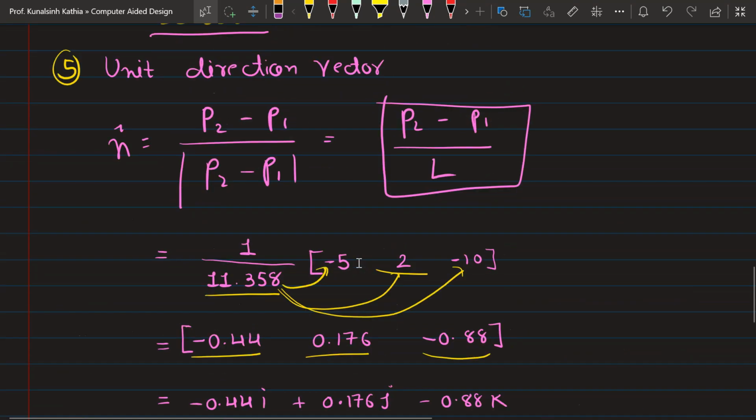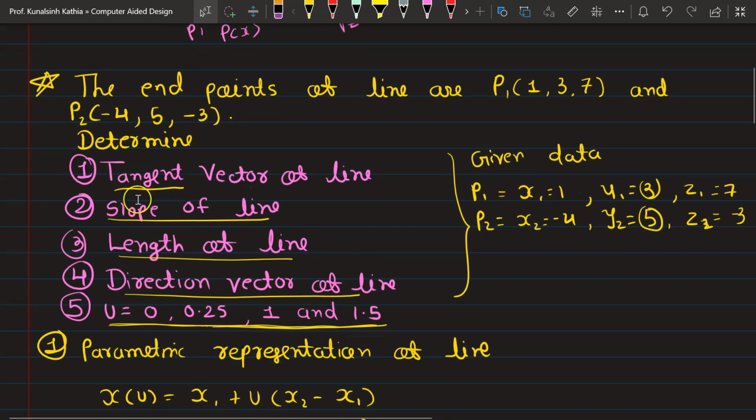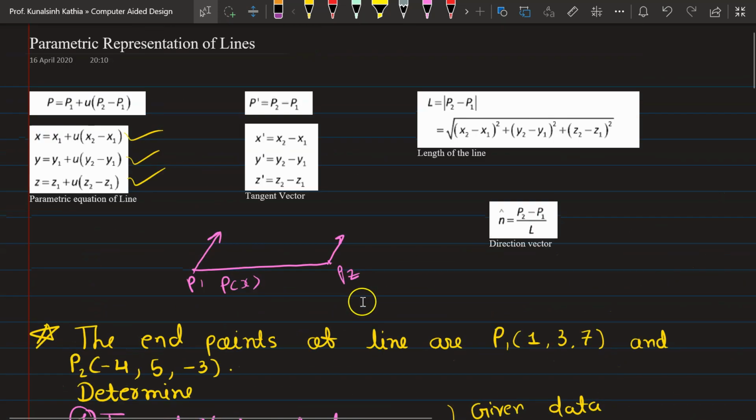What was the requirement? Till now in this numerical we have found the tangent vector, slope of the line, length of the line, direction vector of the line, and the values for u. Ultimately you need to understand these equations, and you can try again. Just take a pen and paper and retry this numerical, and try other numericals also. Okay, so in the next session we will bring something new. Till then, goodbye.